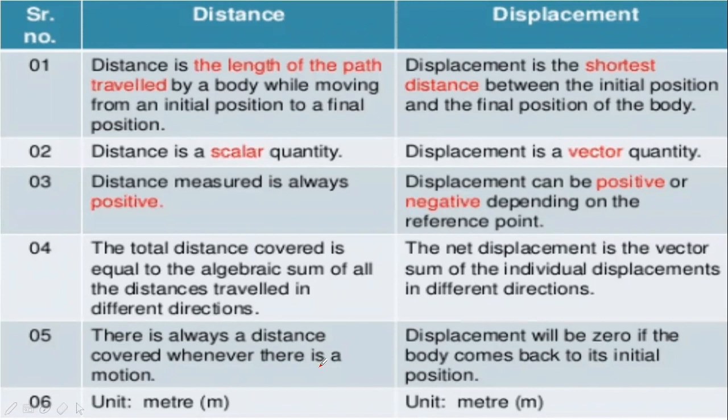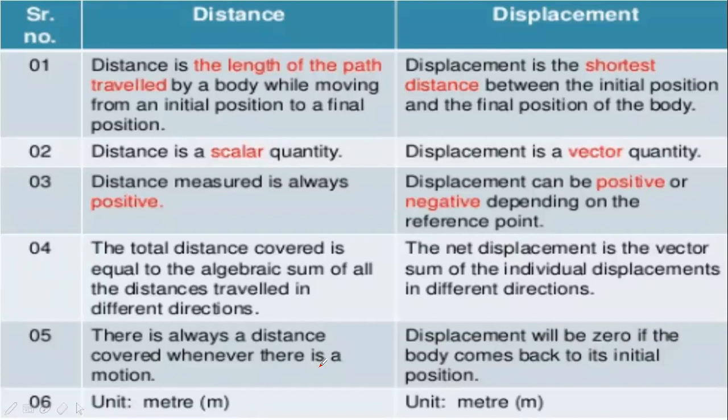Distance is the length of the path traveled by a body while moving from an initial position to a final position. It means that the actual path traveled by a body is called distance. Displacement is the shortest distance between its initial and final position. Distance is scalar, displacement is vector.